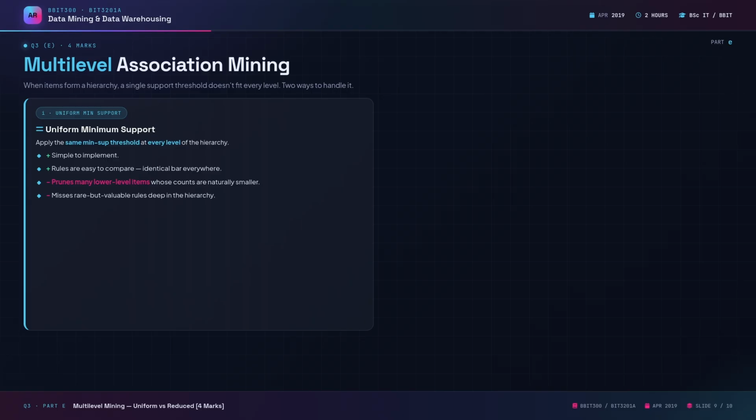Here the threshold is lowered as you descend the hierarchy: stricter at the top, more lenient at the bottom. This catches the rare lower-level patterns that uniform support misses, at the cost of more rules and a higher risk of spurious associations. In short, uniform is simple but blind at the bottom, reduced is sensitive but noisier.